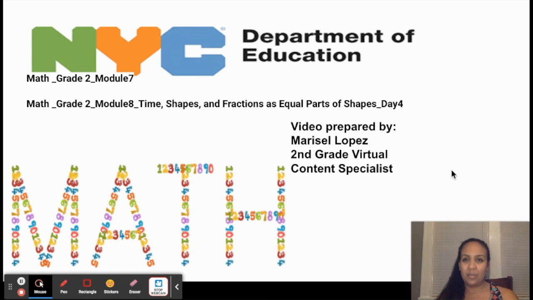In today's lesson, we will continue our learning about shapes and how to identify them. We will be learning a lot of new vocabulary words. Are you ready to get started?